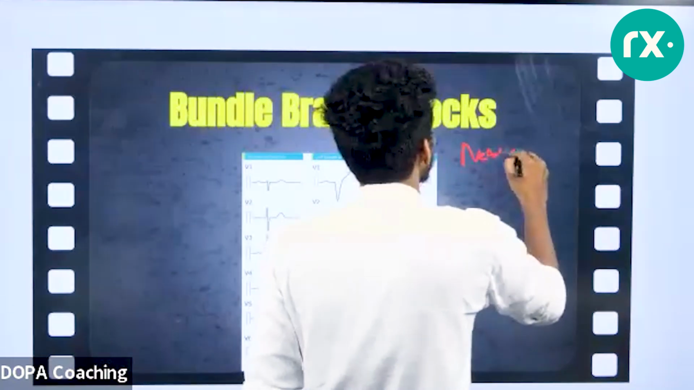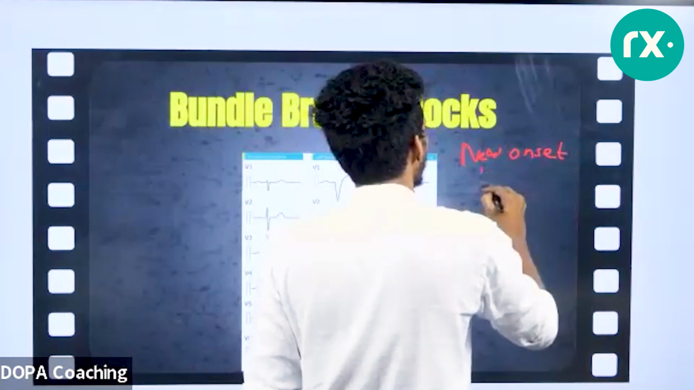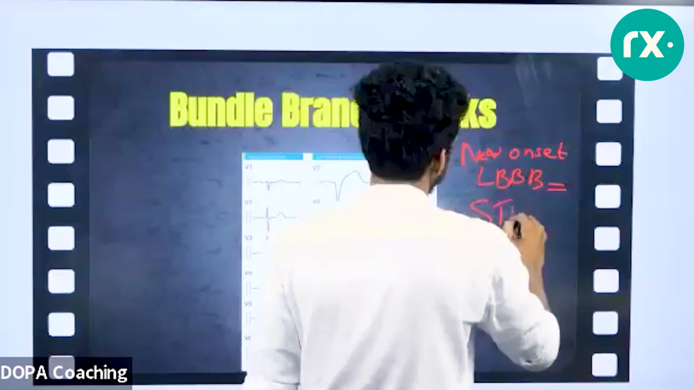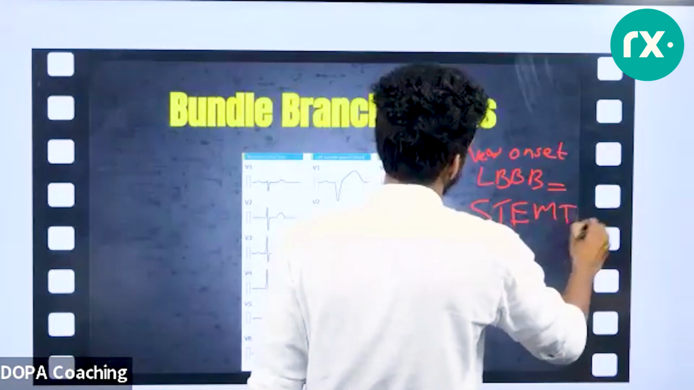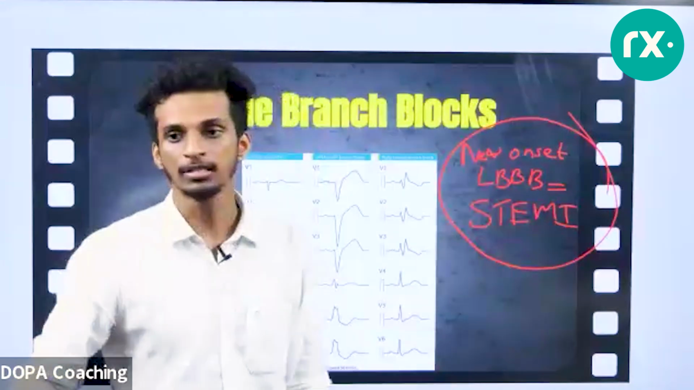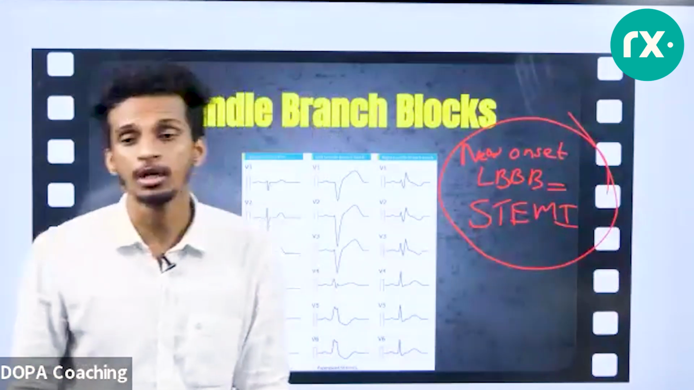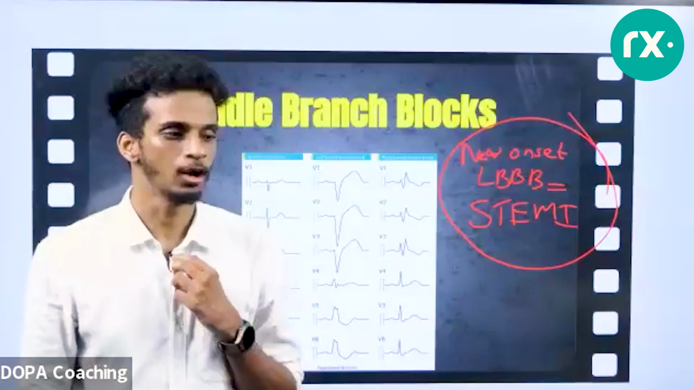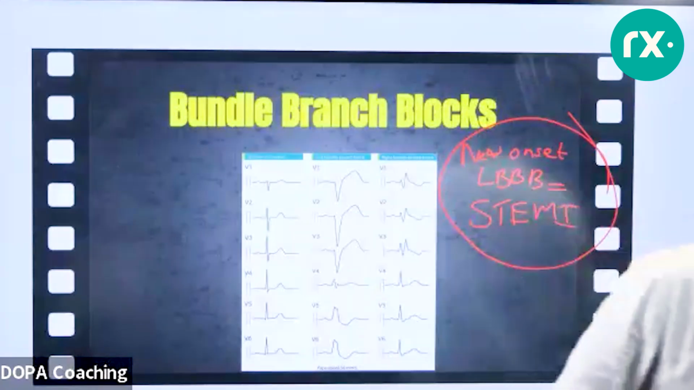A new onset LBBB is equal to STEMI. This is a dictum in medicine, guys. A new onset LBBB is equal to STEMI. That means you need to know how to diagnose an LBBB, or how to find the ECG of an LBBB.